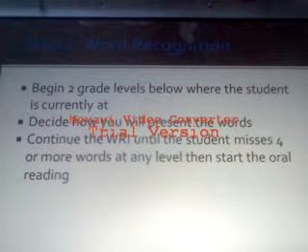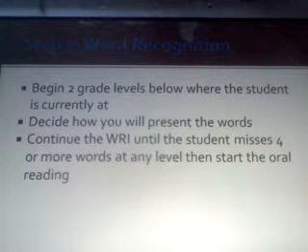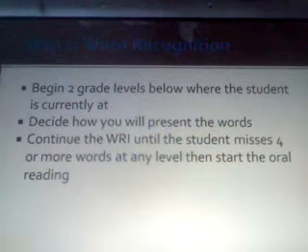Step 2, the word recognition inventory. Begin 2 grade levels below where the student is currently at. Decide how you will present the words, and then continue the word recognition inventory until the student misses 4 or more words at any level, then start the oral reading passages.